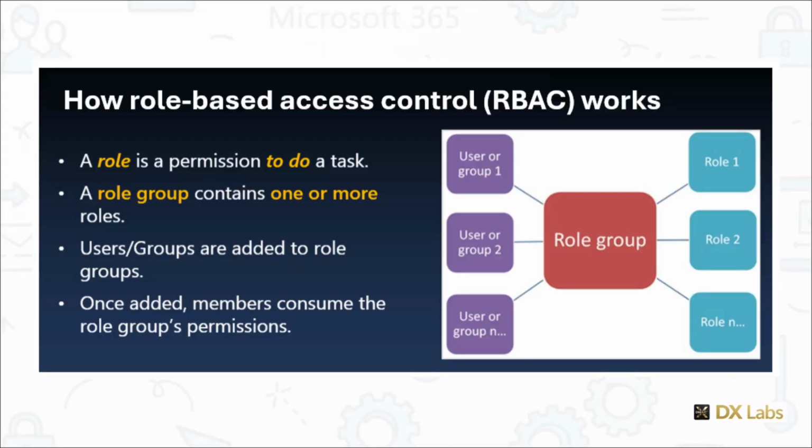So think of a role simply as a permission to do a very specific task. A role group then acts like a container for one or more of those roles. When you add a user or a group of users to that role group, they consume those permissions. This perfectly illustrates something called the principle of least privilege. That means we're granting users only the access they need and absolutely nothing more.